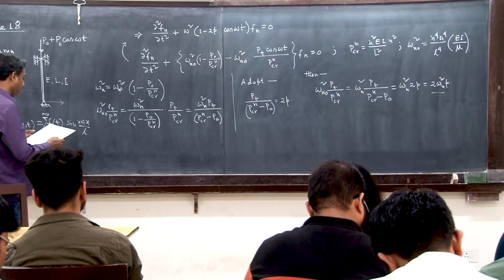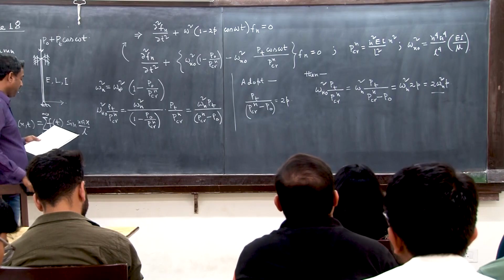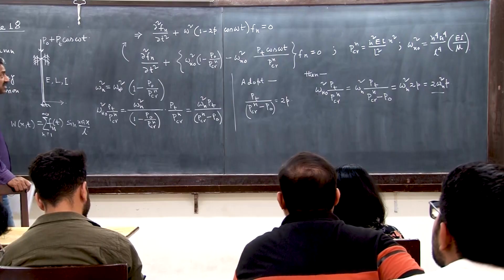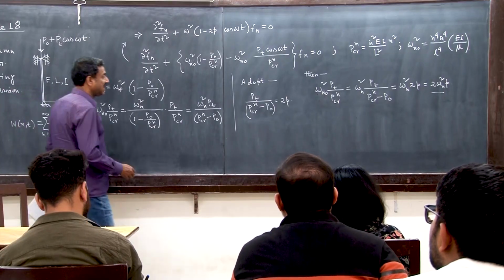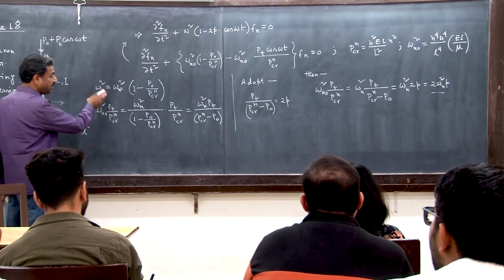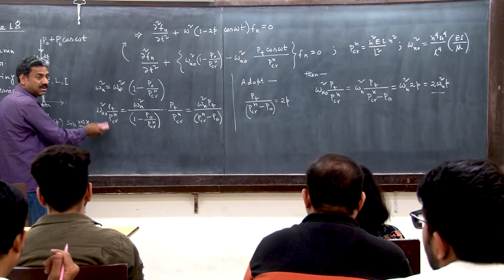Omega is the free vibration frequency under axial static load. Omega 0 is the free vibration frequency without static load, and small p is the excitation parameter. Okay, I can write it down. Okay, so can we remove these things?